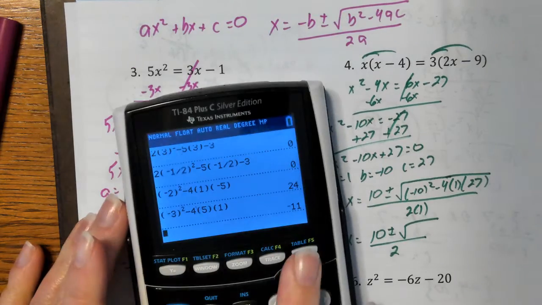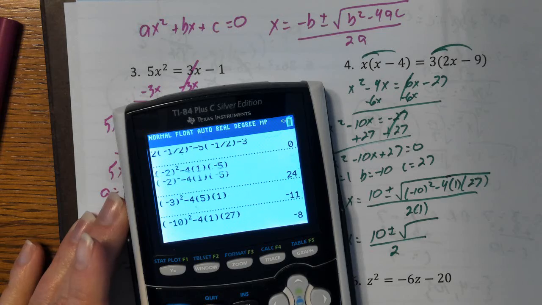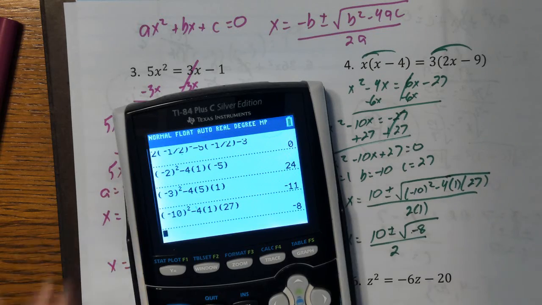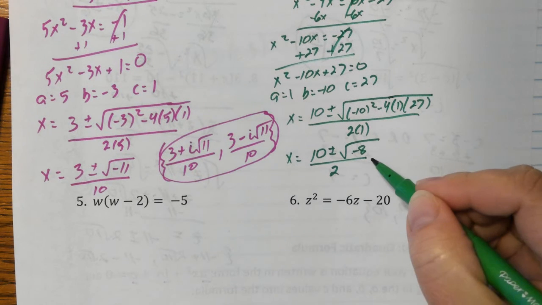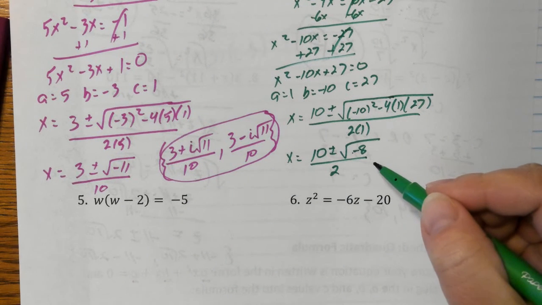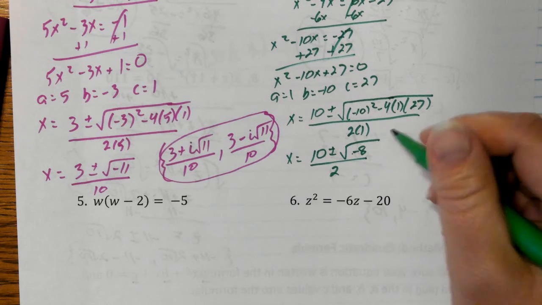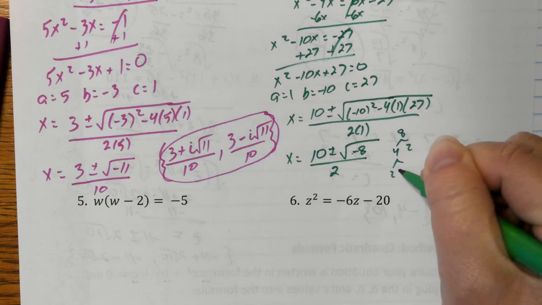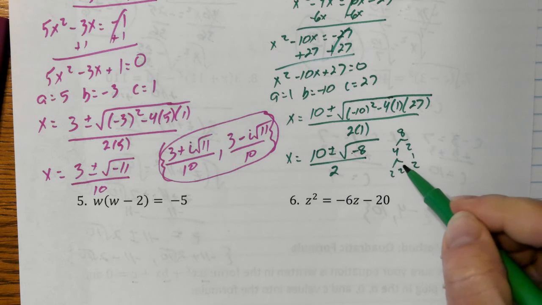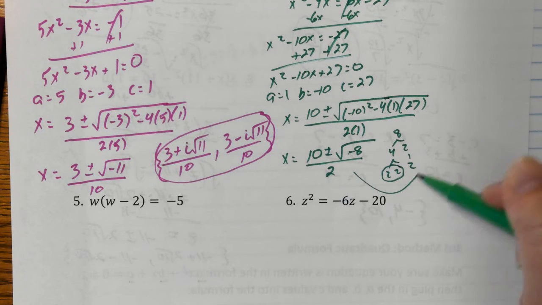All right, so in my calculator, negative 10 squared minus 4 times 1 times 27 is negative 8. Okay. Notice, this is a negative number under the radical. We can't take square roots of negative numbers. That means this is going to be an imaginary value. All right, so if I take 8, 8 is 4 times 2. So it's really three 2's. When I get the prime factorization, a 2 will come out. Okay, so from right here, I'm going to take this up to the top here.